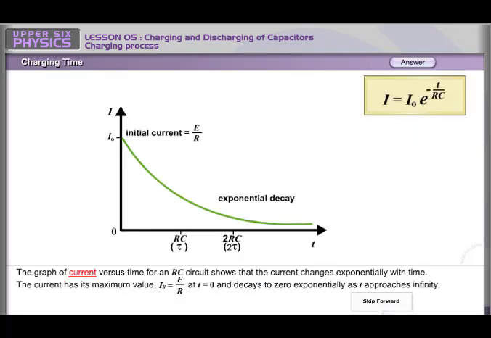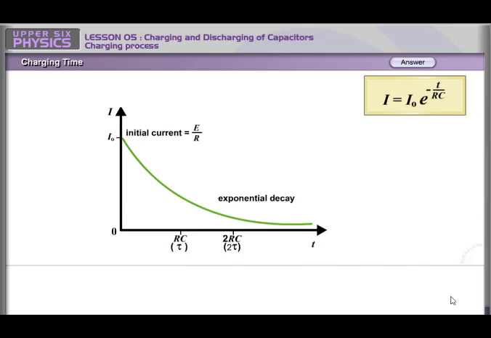The graph of current versus time for an RC circuit shows that the current changes exponentially with time. The current has its maximum value, I0 equals E over R at t equals 0, and decays to 0 exponentially as t approaches infinity. What is the current after a time of tau? 2 tau? Click on the answer button.